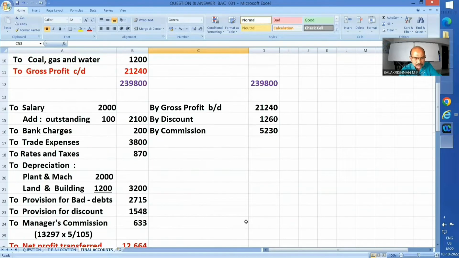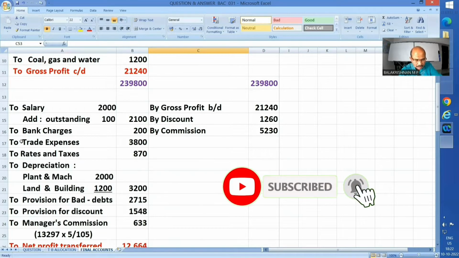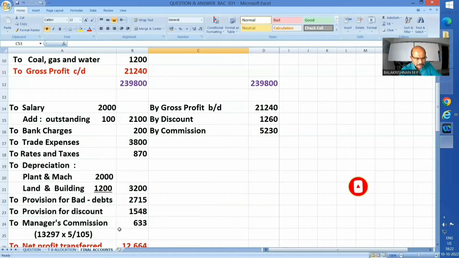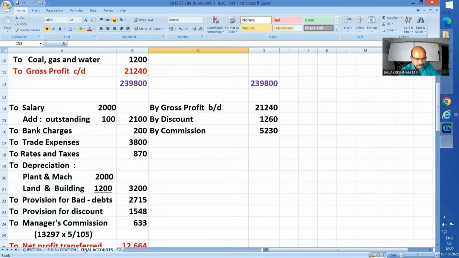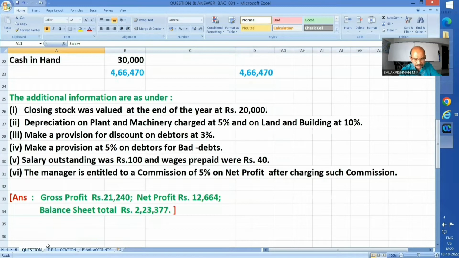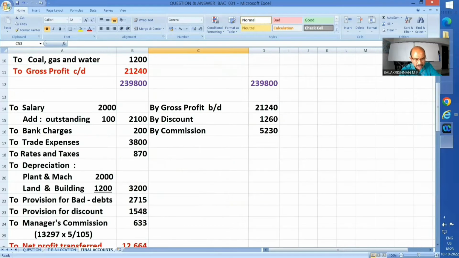Now, next one, I brought down the gross profit. Other nominal accounts that have been given in the trial balance I have shown here, represented by red items in the allocation. Right. Here, salary outstanding. Yes, we have been given in the question there is a salary outstanding of rupees 100. So it pertains to the current year. Hence, it has been added.